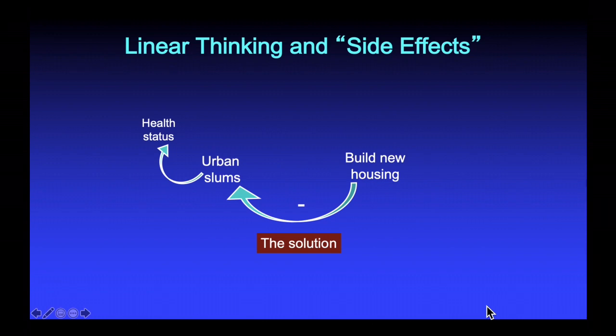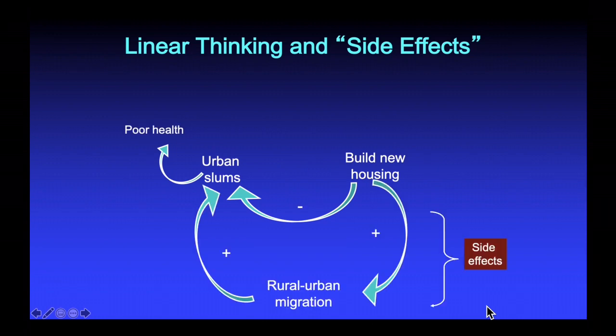However, over the next couple of years, we find out that a whole bunch of people from the rural areas move to the urban areas because of improved housing. And eventually, so many of them move into the urban area that the place becomes vastly overcrowded and begins to break down, and we have urban slums again. And again, we see poor health.